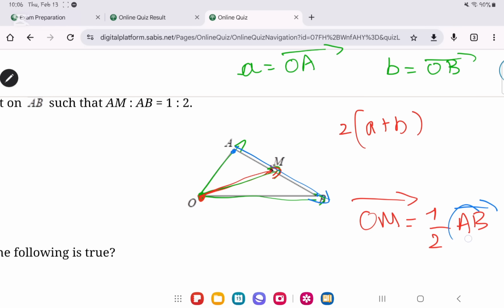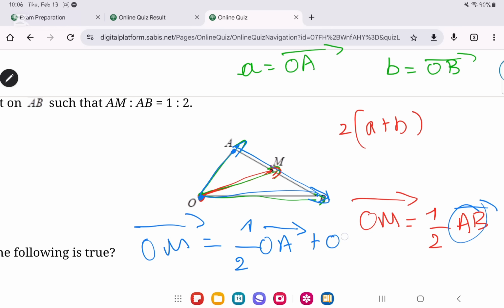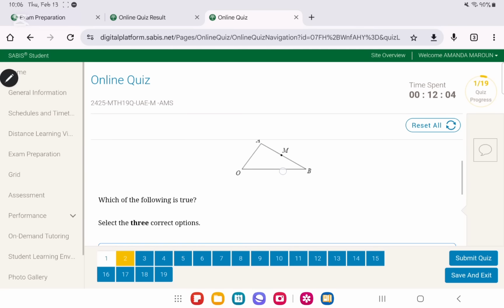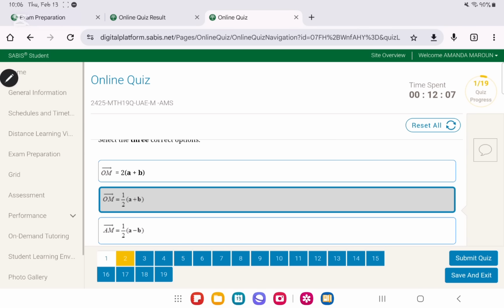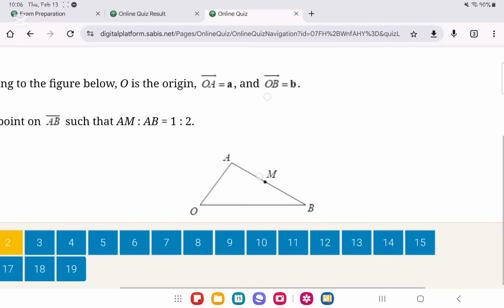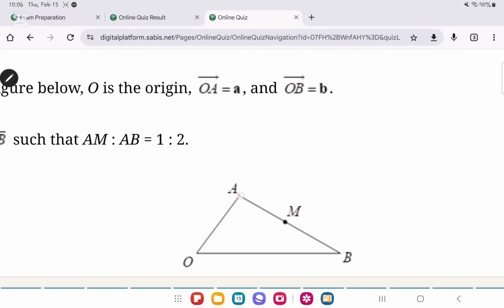If we break down AB, you are going to see that it is OA plus OB. So that means OM is equal to half of OA plus OB. And we know that OA is A and OB is B. That means, very simply, OM is equal to half of A plus B. So we fix this. It's not 2 times A plus B. It is actually half times A plus B. Now they are telling us AM. What about AM? We know that AM is what?